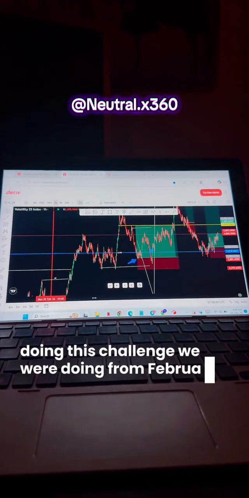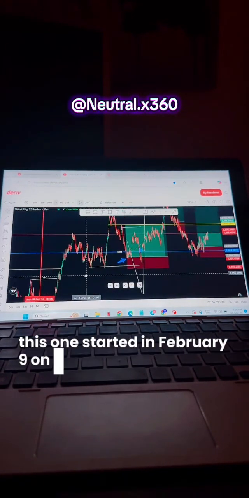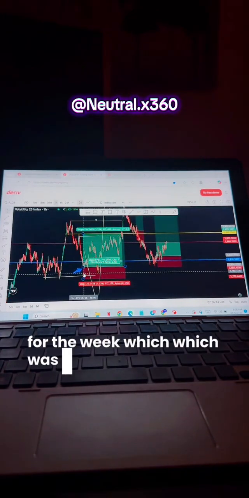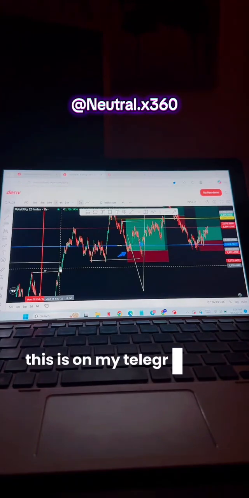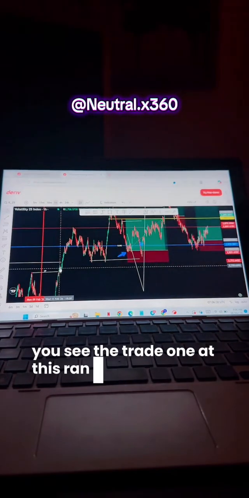I think people need to see the date. From February 9. Are you seeing the analysis? From February 9, we started our analysis on V25. Then one of our first trades for the week, which started from February 9, guys, we won the trade from here, and it's also on my Telegram. If you go to my Telegram on the 8th and on the 11th, you see the trade won at this range also. So we won the trade at this range also.